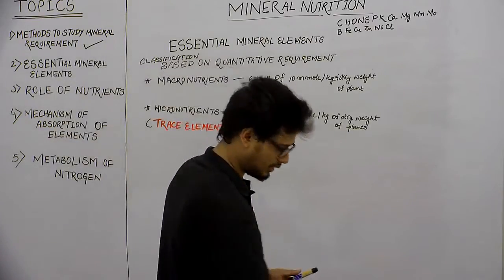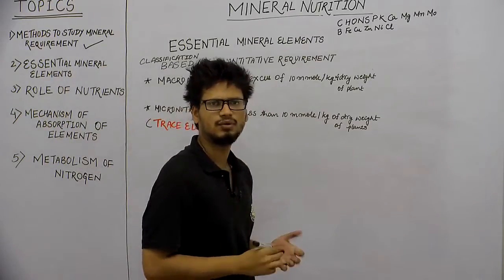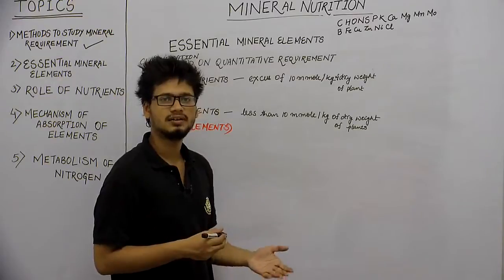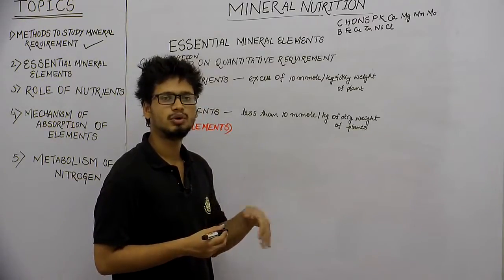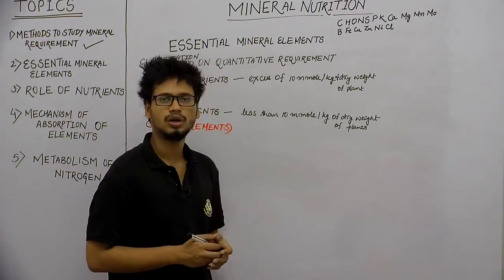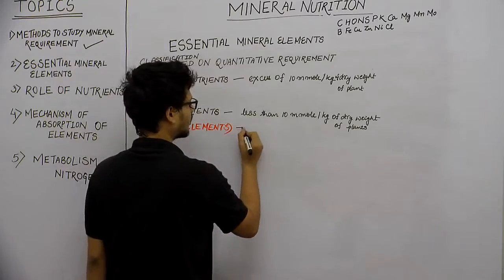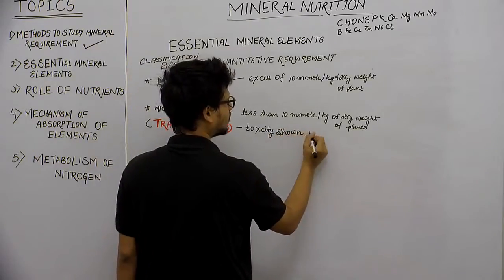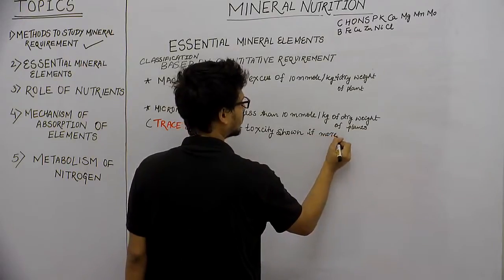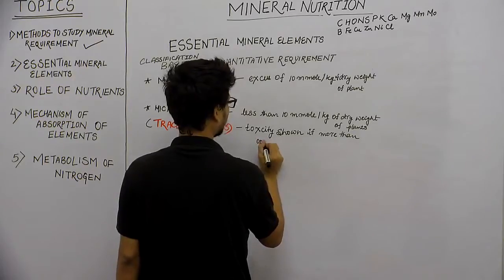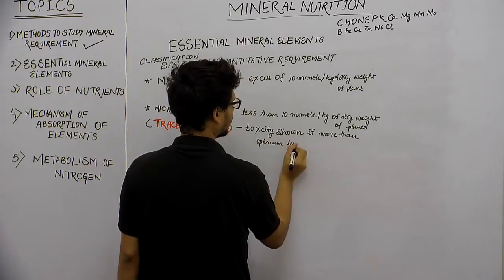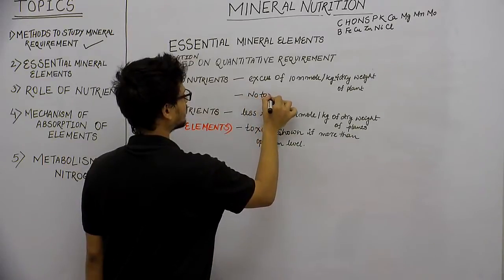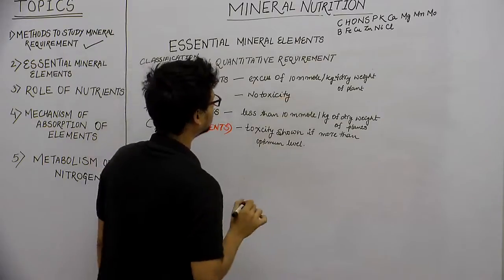If you take excess of macronutrients, it would not be very harmful. It is not harmful at all. But if the plant takes in micronutrients at a level more than the optimum level, it will show a phenomenon known as toxicity. Toxicity is shown if the level is more than optimum, while in the case of macronutrients there is no toxicity.